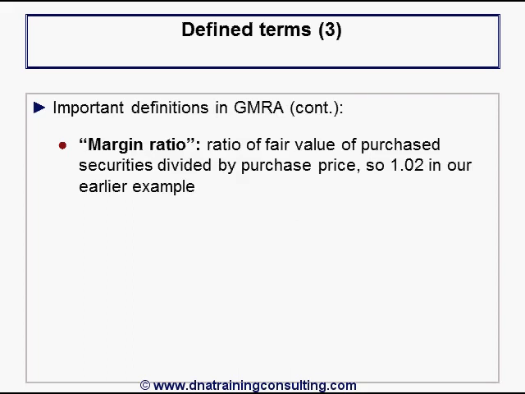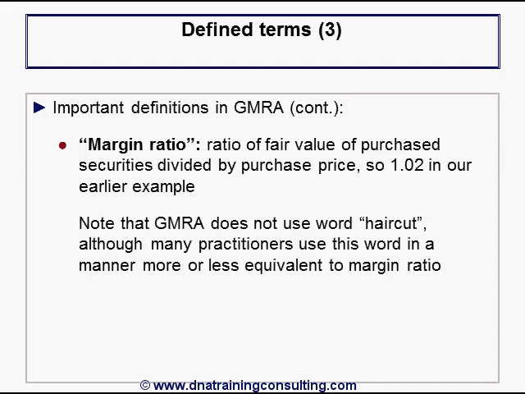Margin ratio, which is the ratio of the fair value of the purchased securities divided by the purchase price, so 1.02 in our earlier example. Note that the GMRA does not use the word haircut, although many practitioners use this word in a manner more or less equivalent to our margin ratio.